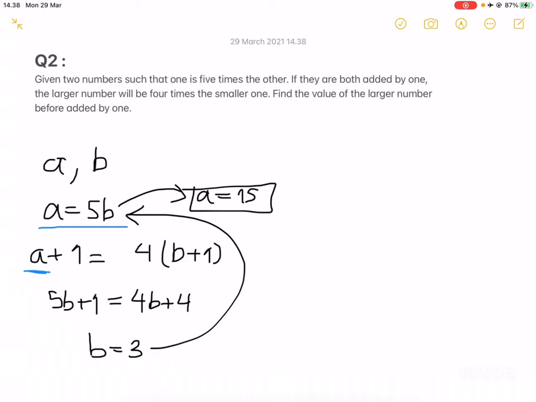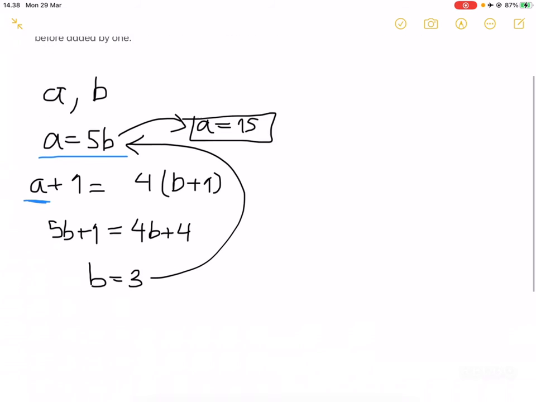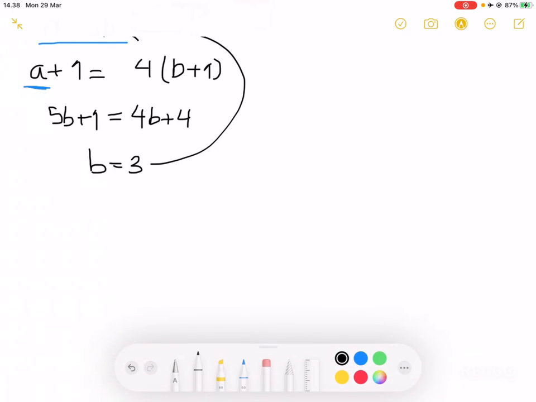And if you check that, if you add 1 to 15 and 3, you'll get 16 and 4 respectively, which we know that 16 is 4 times 4.